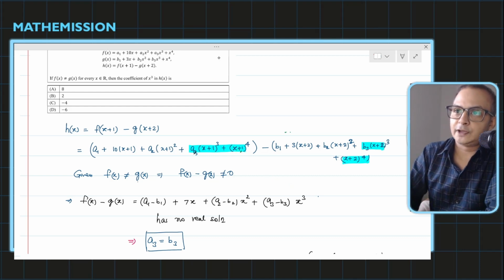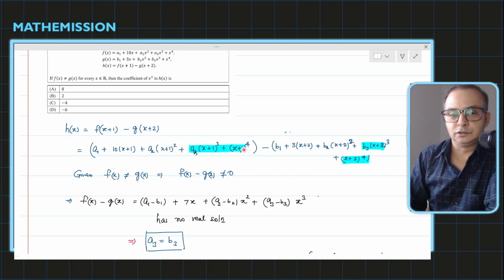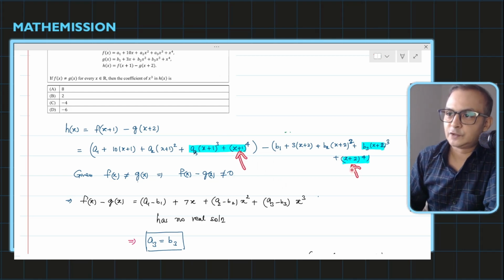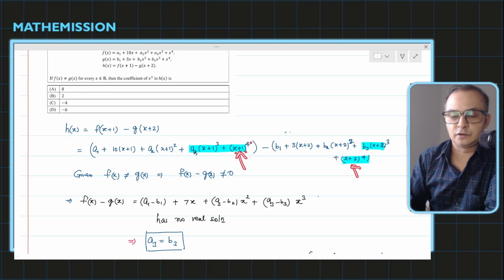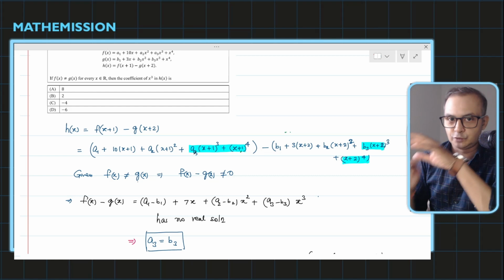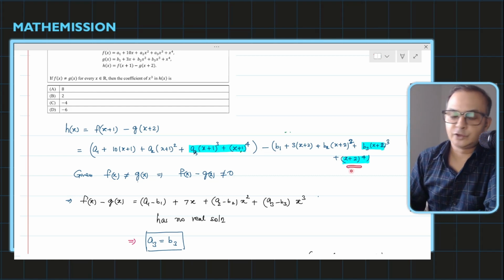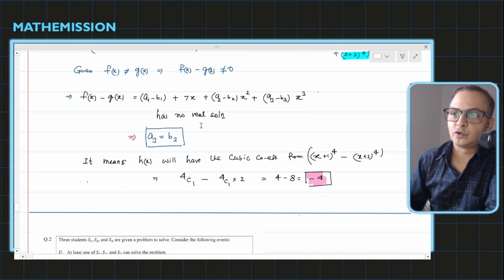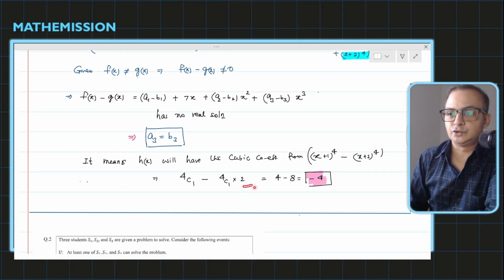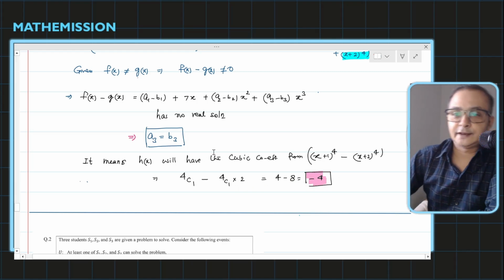So our x cube coefficient must be found from these 2 terms. If you expand (x plus 1) the whole power 4, of course you get 4C1 for the x cube coefficient, and from there you get 4C1 into 2, and you have to find the difference of it. So you get 4C1 minus 4C1 into 2, and you get minus 4 as the final answer for this first question. Then I tried the second question.